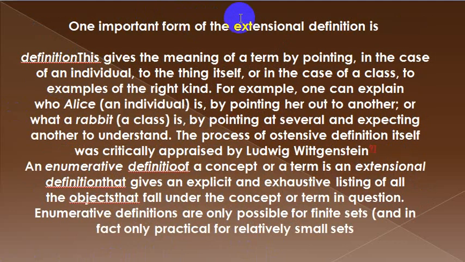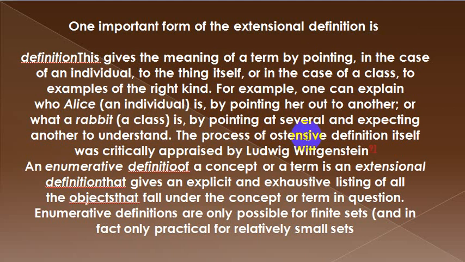One important form of the extensional definition is ostensive definitions. This gives the meaning of a term by pointing, in the case of an individual, to the thing itself, or in the case of a class, to examples of the right kind. For example, one can explain who Alice is by pointing her out to another, and the word rabbit by pointing at several and expecting another to understand.